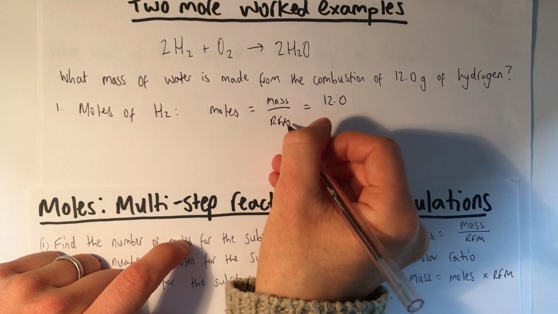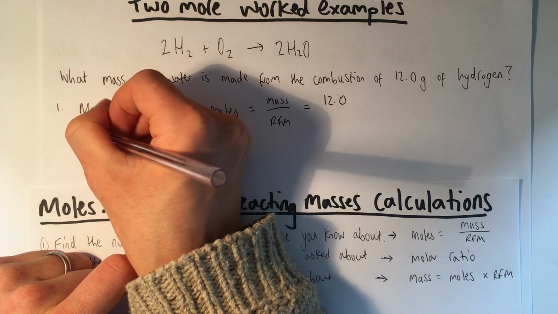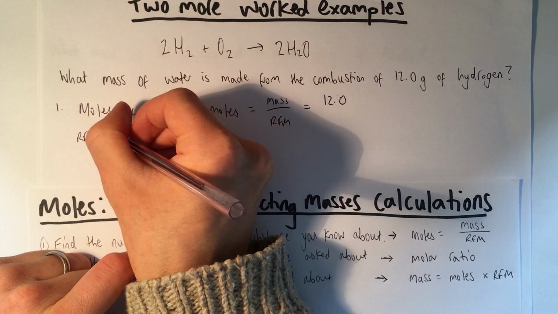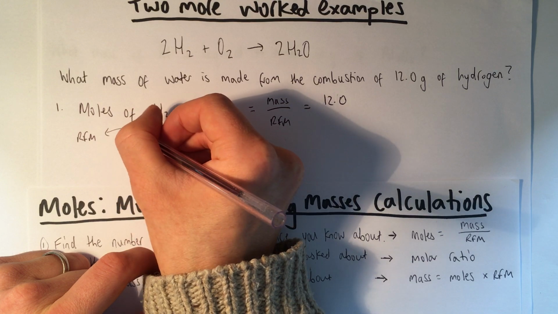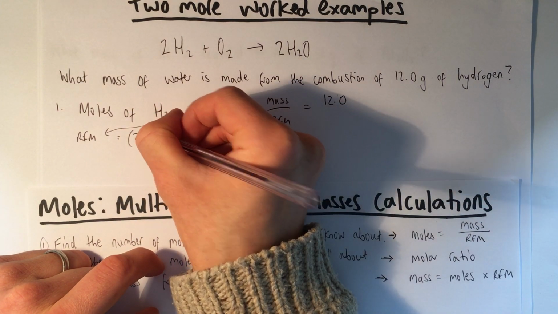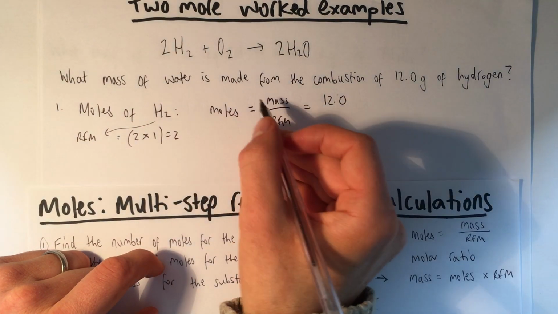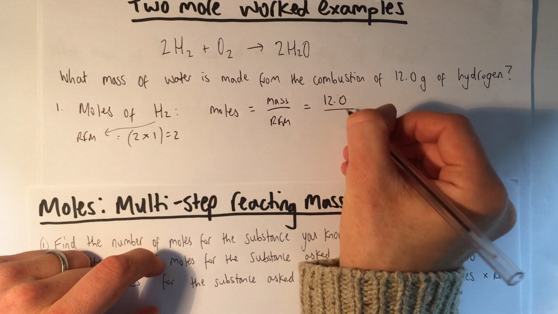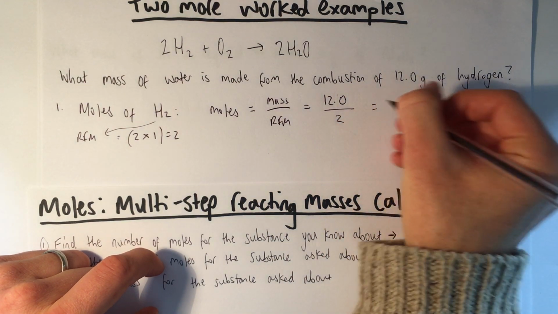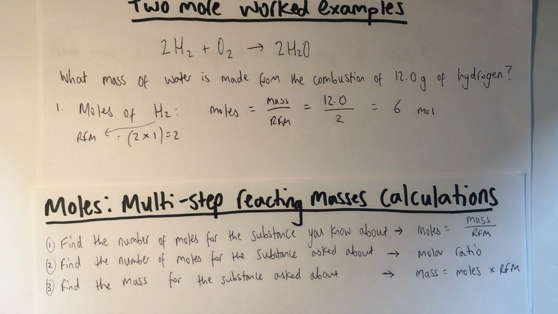We need to know the relative formula mass of hydrogen. Hydrogen is H2. So to find the relative formula mass, we need to do two lots of the relative atomic mass of hydrogen, which is 1. You get that from the periodic table, so that's just 2. All right. So the moles is going to be 12 divided by 2, which we can do in our heads, is 6.